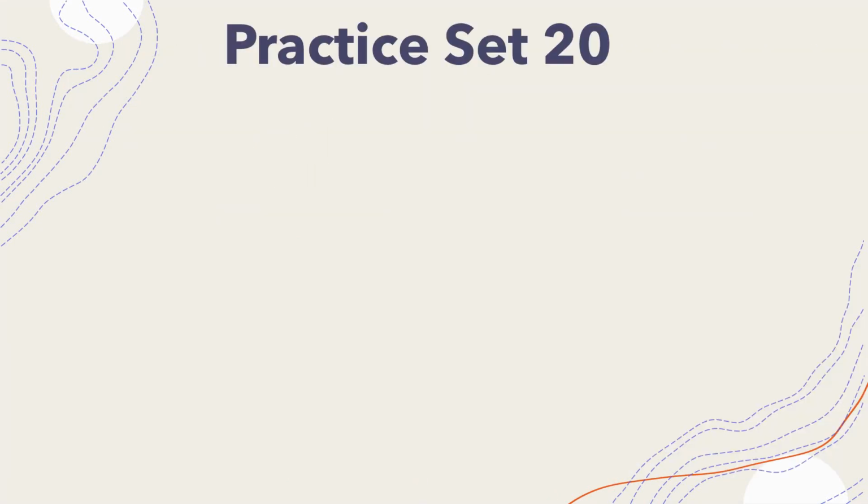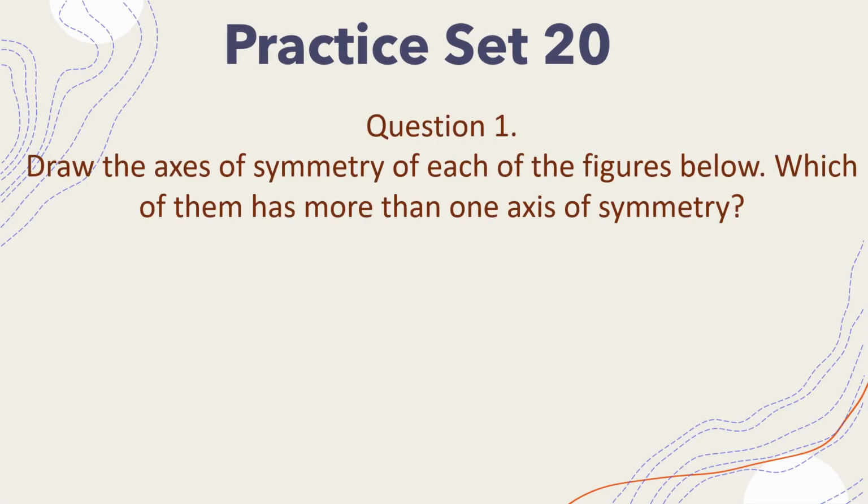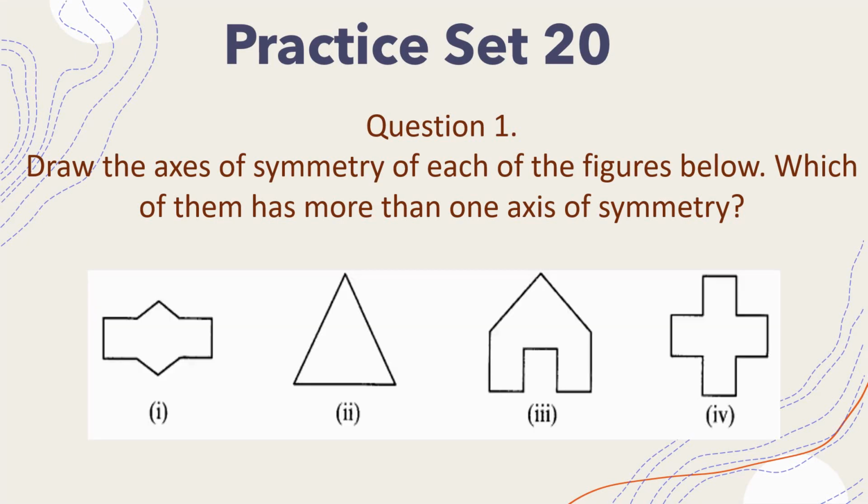Now we will discuss practice set 20. Question number 1. Draw the axis of symmetry of each of the figures below. Which of them has more than one axis of symmetry? So here we have to draw the axis of symmetry for each figure, and we have to find out which one has more than one axis of symmetry. So let's see the solution.